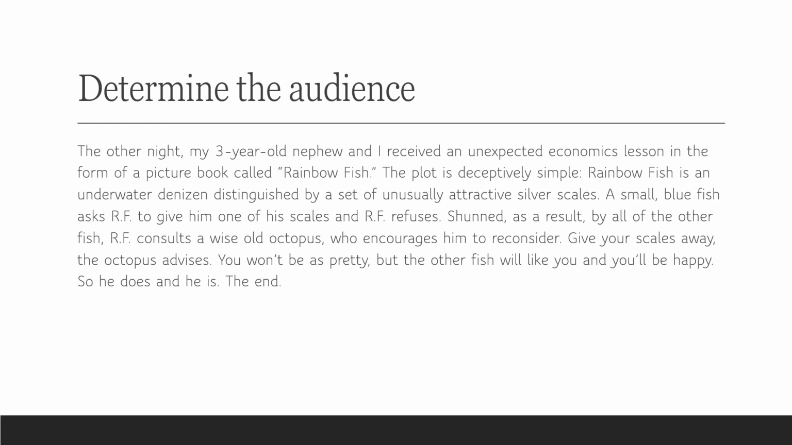The other night, my 3-year-old nephew and I received an unexpected economics lesson in the form of a picture book called Rainbow Fish. The plot is deceptively simple. Rainbow Fish is an underwater denizen distinguished by a set of unusually attractive silver scales. A small blue fish asks RF to give him one of his scales, and RF refuses. Shunned as a result by all of the other fish, RF consults a wise old octopus who encourages him to reconsider. Give your scales away, the octopus advises. You won't be as pretty, but the other fish will like you, and you'll be happy. So he does, and he is.